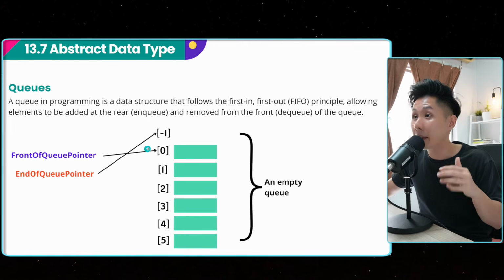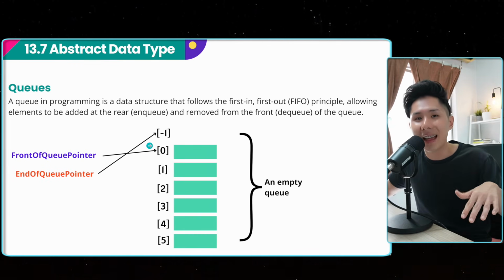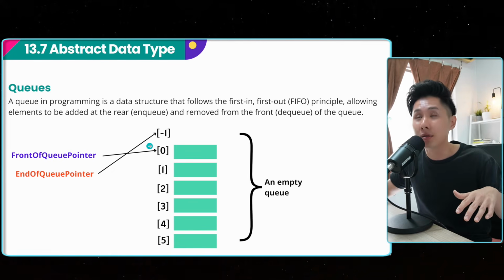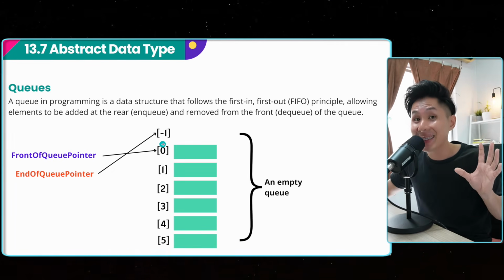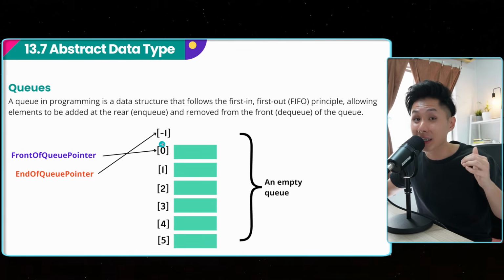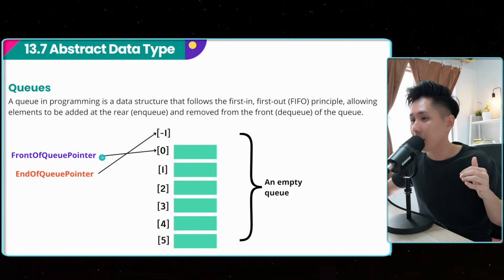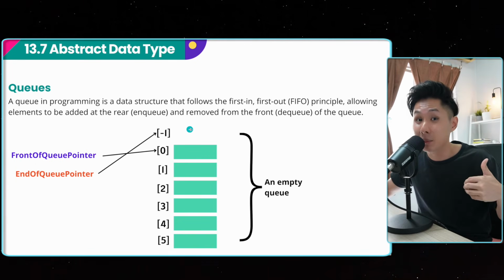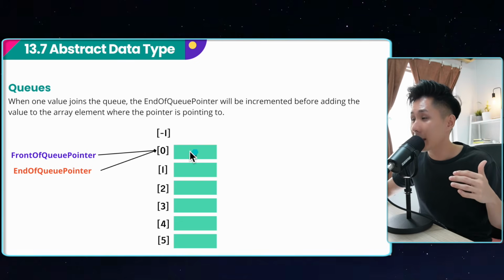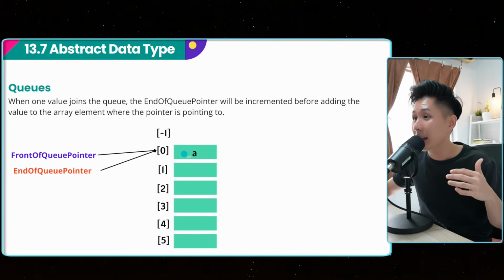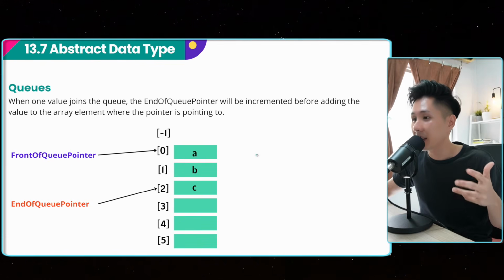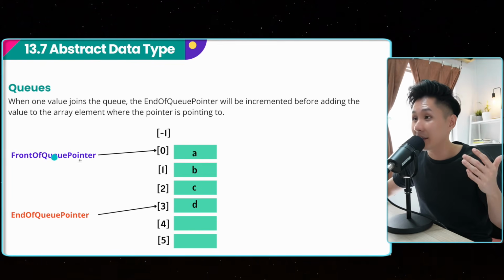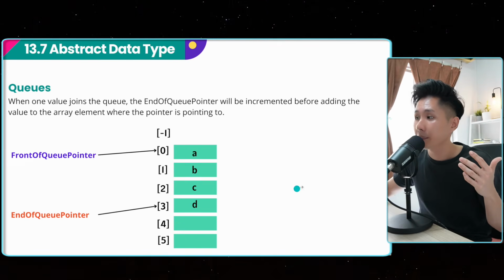Again, when you're implementing a queue, we won't do it now, but you will learn how to do it in chapter 20 plus. But for now, just understand what the components in the queue are. You have a front of queue pointer, and you have an end of queue pointer to point at the first and the last element. And when you add an item to the queue, the end of queue pointer will move. Keep moving, keep moving, keep moving. So you can see that now the front of queue pointer is pointing at the first element, and the end of queue pointer is pointing at the last element.